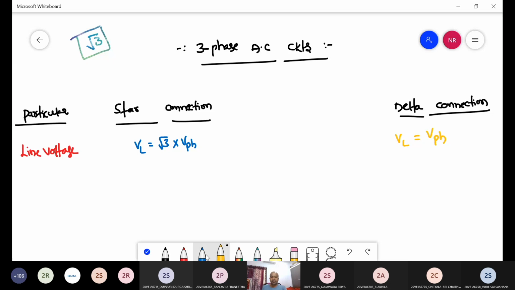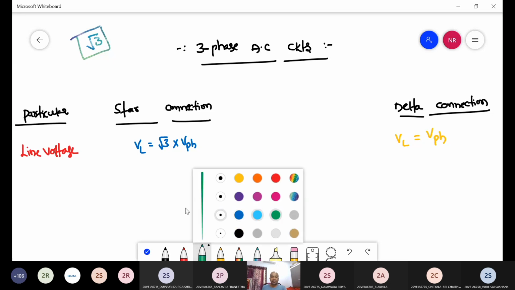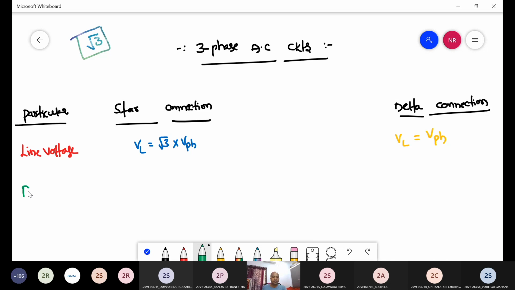Then the second one is phase voltage. From this equation, in star, V phase is equal to VL by root 3. In delta, VL is equal to V phase, so V phase is also equal to VL.